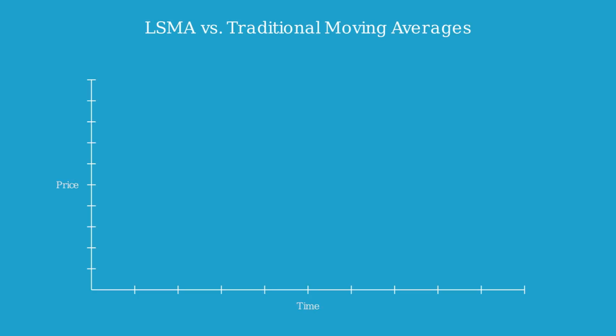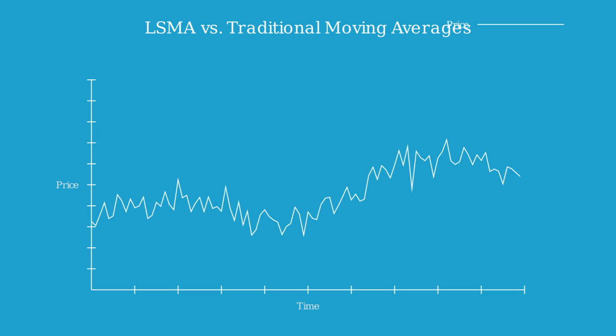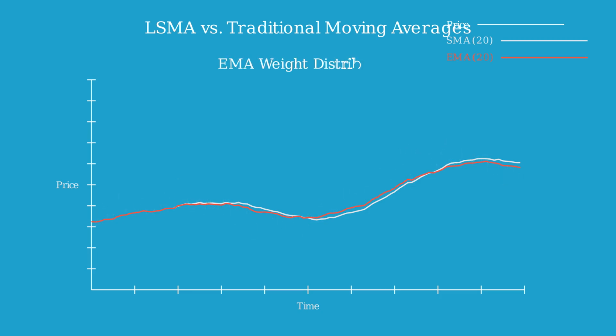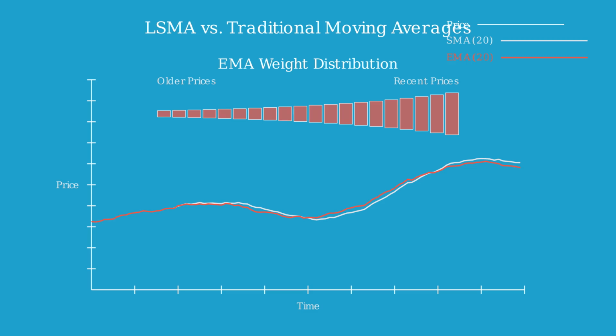Let's compare the least squares moving average with traditional moving averages. First, let's look at a typical price chart with some volatility. The simple moving average, or SMA, calculates the arithmetic mean of prices over a specific period. Notice how the SMA significantly lags behind price movements due to its equal weighting of all periods. The exponential moving average, or EMA, gives more weight to recent prices, reducing lag compared to SMA. The EMA applies exponentially decreasing weights, giving much more importance to recent prices than older ones.